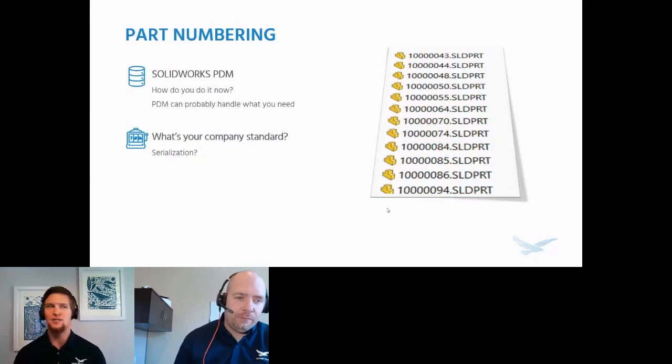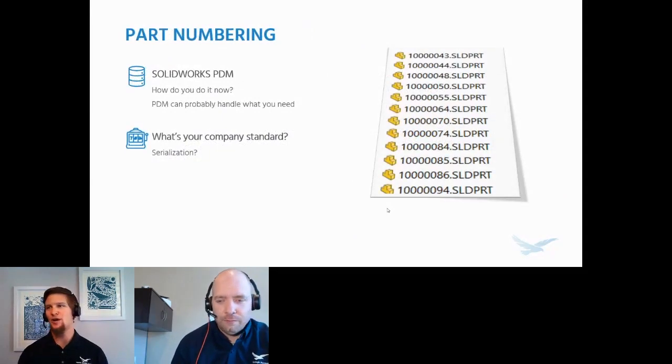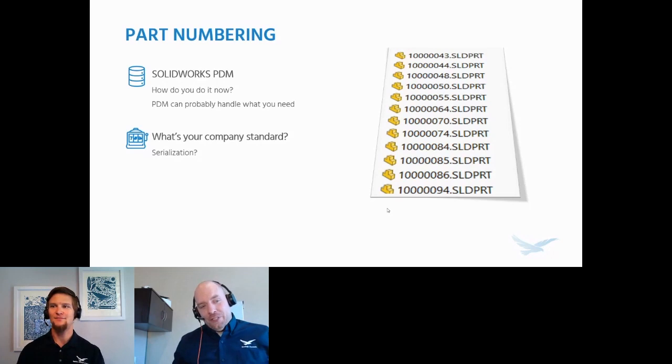Getting close on our time slot here. Part numbering, quick opinion on this. How should we use part numbering? I mean, I'm all about serialization, like 100% serialization, and then using the part number properties, right? Whether that's part NO, number, however you want to deal with that. It just gives you so much more flexibility.